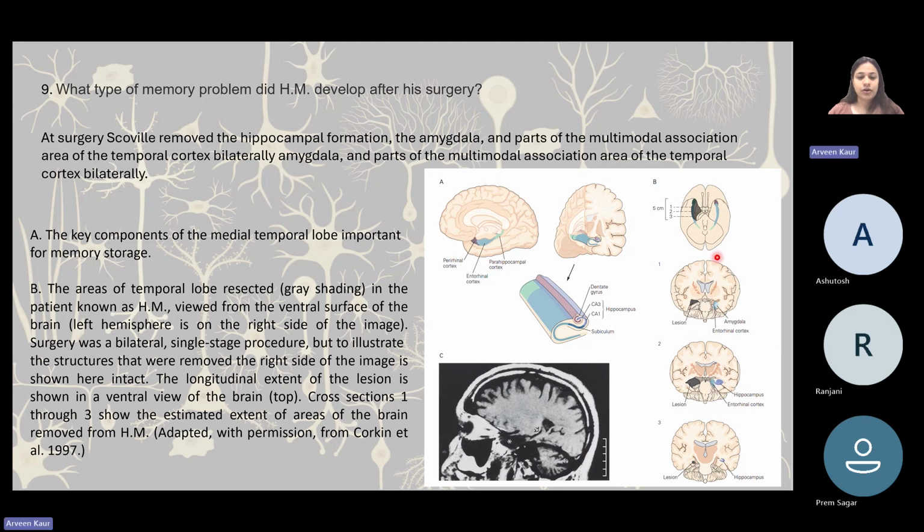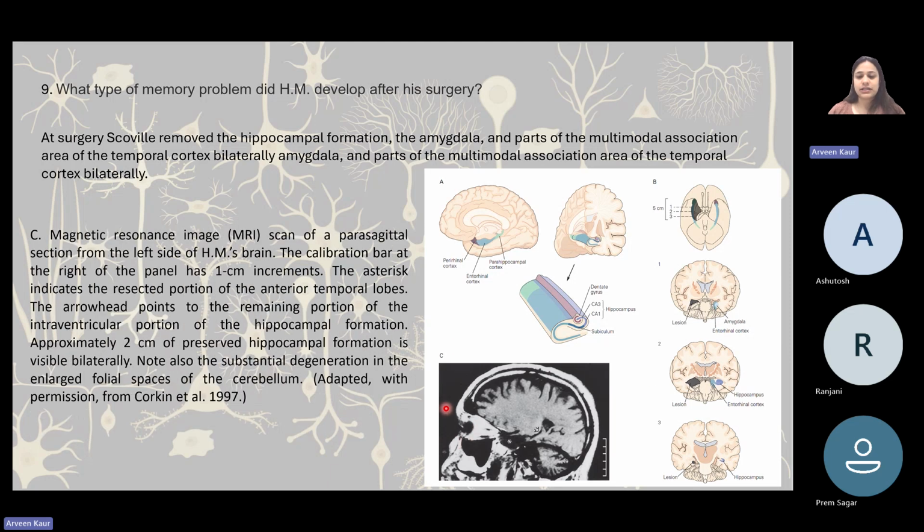Over here, cross sections 1 to 3. Actually, this is the ventral view. Cross sections 1 to 3 show the estimated extent of the areas of the brain removed from patient HM, right? Thereafter, over here, you can see this is a CT or an MRI. So yes, it is an MRI scan of the parasagittal section from the left side of patient HM's brain. Now, this asterisk mark is the region that has been removed, and this arrow marked is a region which is related to this function that is actually left behind, right? So this much area has been removed.